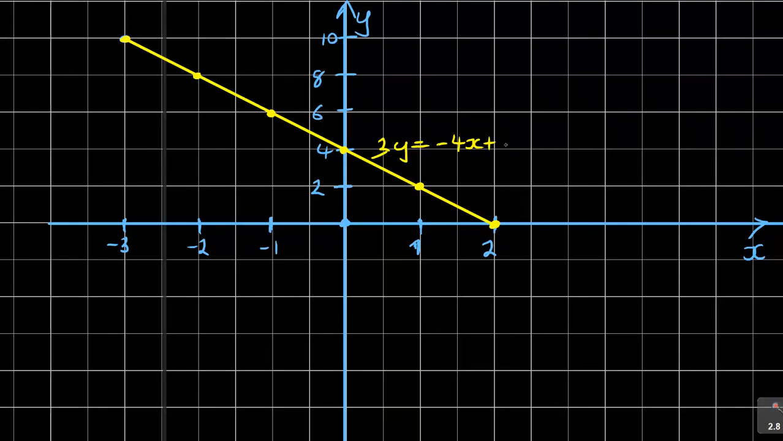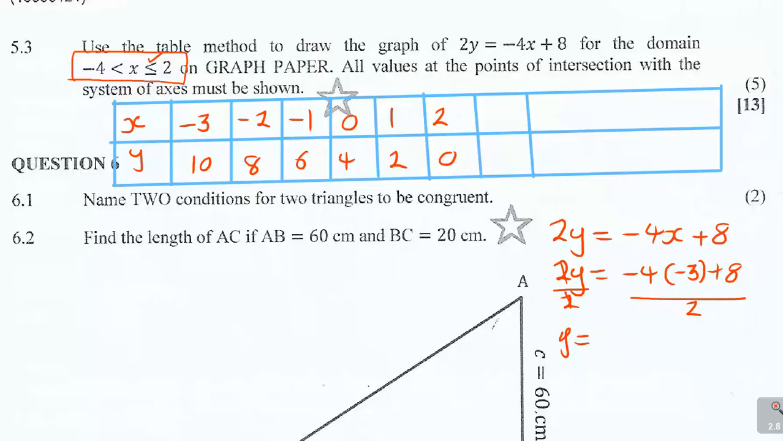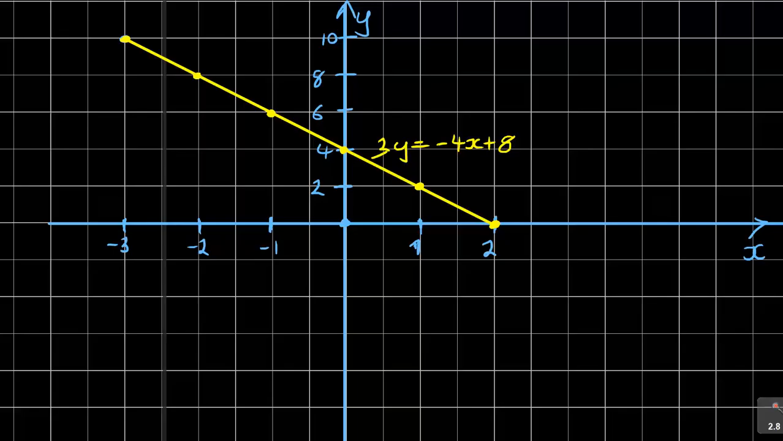Minus 4x plus 8. That is the name of the graph. So that's how you're supposed to plot the graph. It says use the table method to draw the graph of that for the domain of that on graph paper. All values at the point of intersection with the system of axes must be shown. So let's go and look at that graph.